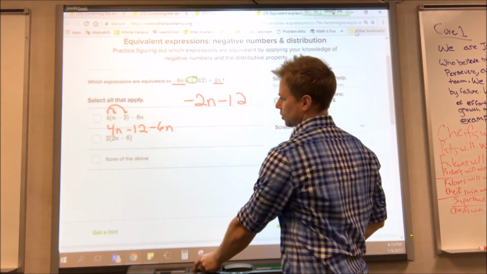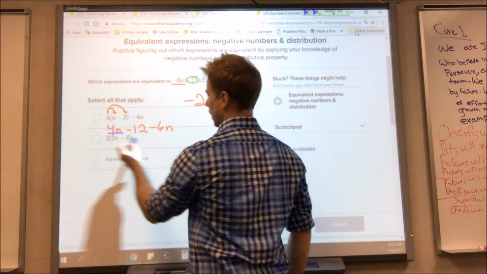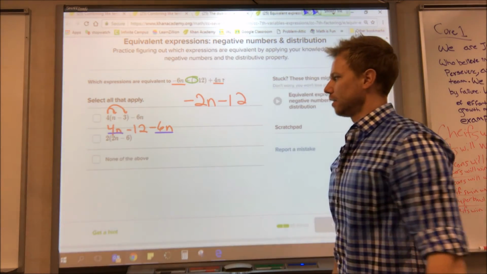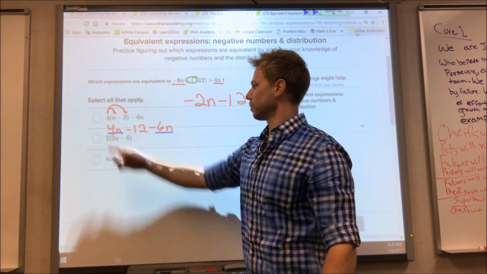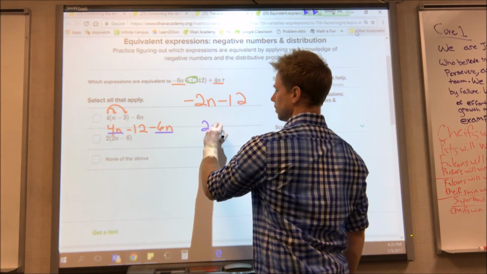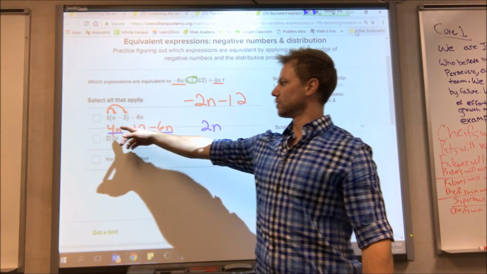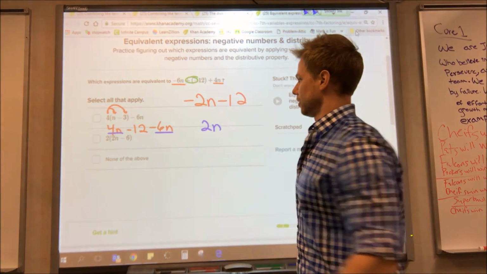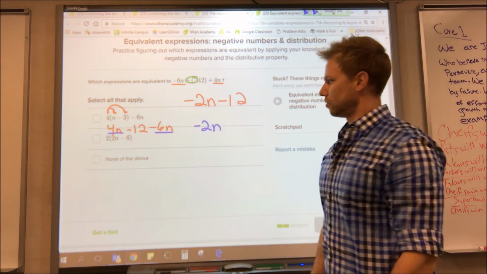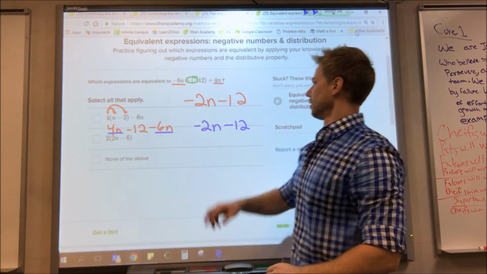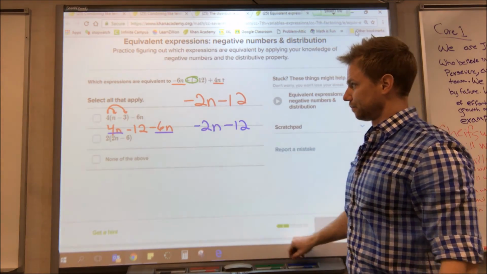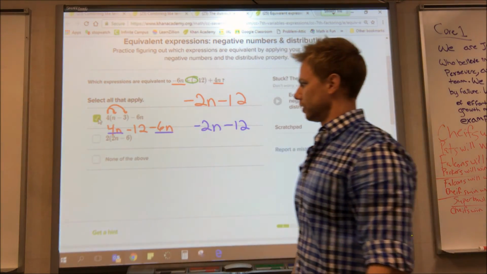We have some like terms, 4n and -6n. Unlike signs, so we subtract. 6 minus 4 is 2. Don't forget the n. Keep the sign of the bigger number. 6 is bigger, it's negative, so it's a -2n. Then we have our -12 there. So those two match. So it would be the first one.